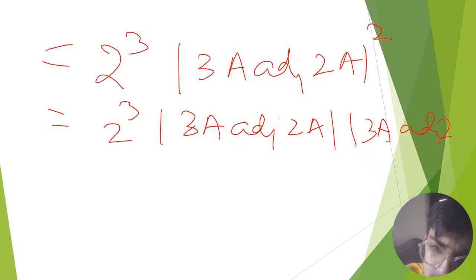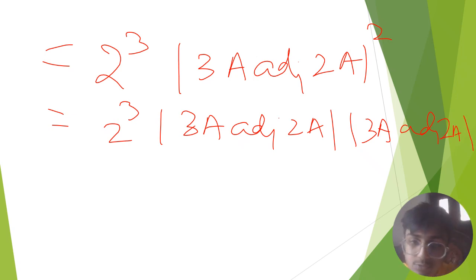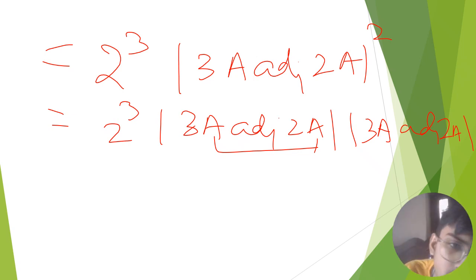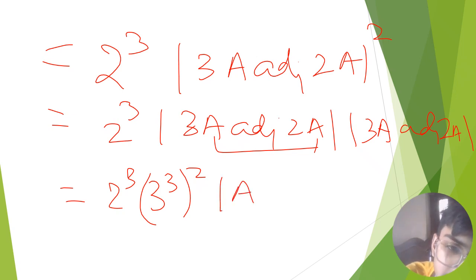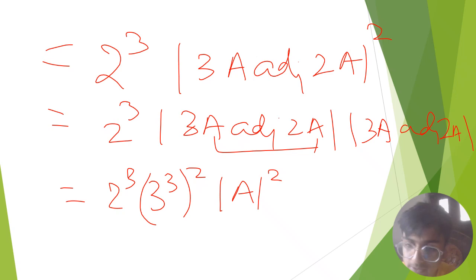I'm doing it so that you will not feel confused. Now this a into adjoint of 2a will be a matrix of order 3. We will take 3 power 3, and from there also 3 power 3, so it will be 3 power 3 whole square. Right. Now determinant of a, we have to take determinant of a whole square, and adjoint of 2a, determinant with determinant. So determinant of adjoint of 2a whole square.